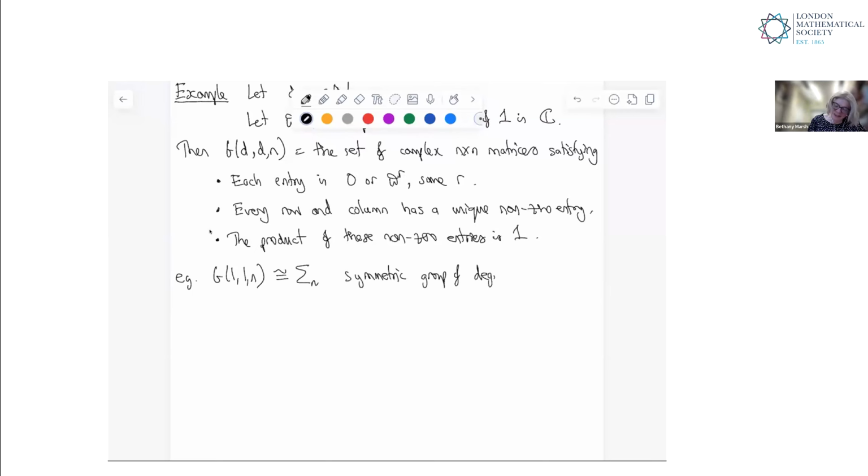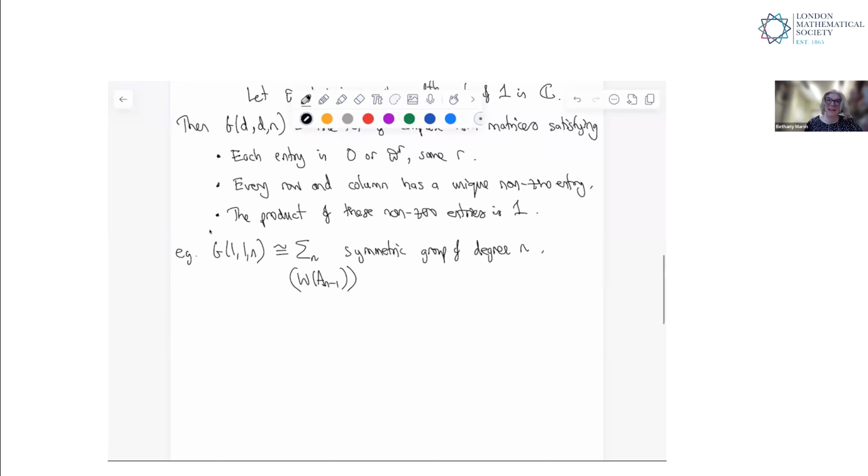Of degree n, which Francesca called W A_{n-1}. So that's its Coxeter diagram. It's n minus 1 because we had n minus 1 transpositions generating it. So 1, 2, 2, 3, up to n minus 1, n. So you always have this discrepancy.